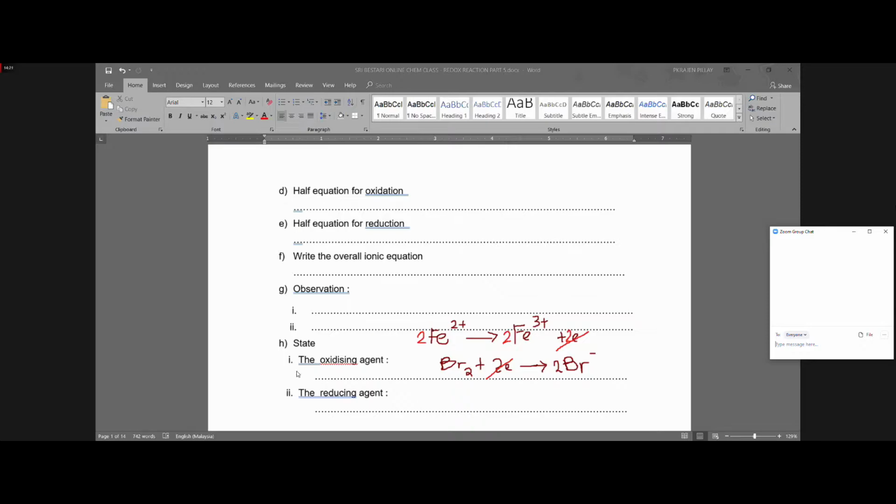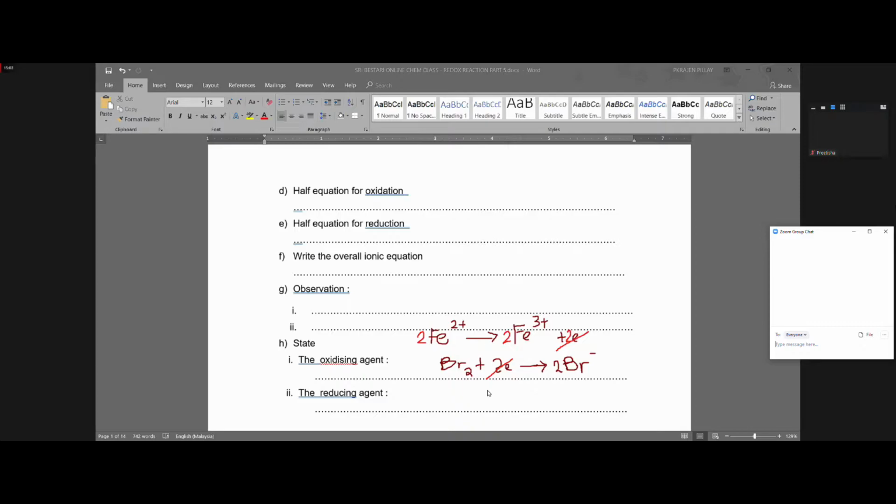Then state the oxidizing agent here. Elisa Lee, are you here today? You tell me what is my oxidizing and reducing agent. Give me the answer. The oxidizing agent is bromine water. Bromine water equals bromine. Well done. Reducing agent? Iron 2 sulfate, or iron 2 ions also can.